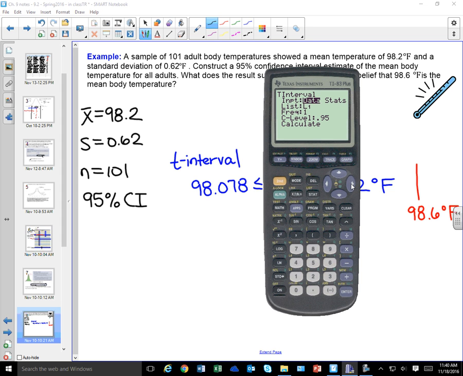But if for some reason you have an example where they give you a whole list of data and you're supposed to calculate the mean and the standard deviation, you can put in your data like in a list, and then it will calculate the mean and the standard deviation for you and use that to come up with your interval. But we are going to use the stats here. You're going to put in your X bar, your S, N is 101, our confidence interval is 95%, and then we're going to calculate.